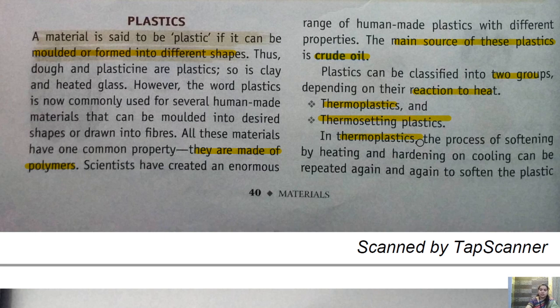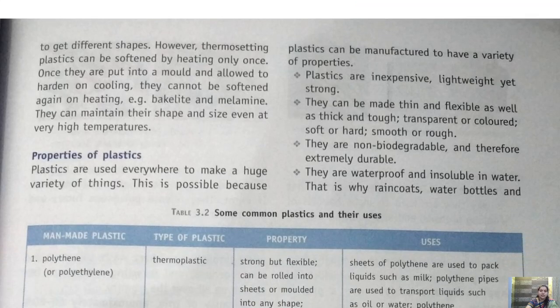Okay, so let's see what is written. Thermoplastic: the process of softening by heating and hardening on cooling can be repeated again and again to soften the plastic to get different shapes. Okay, however, thermosetting is just the opposite.